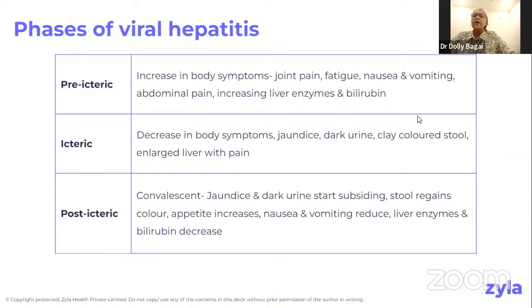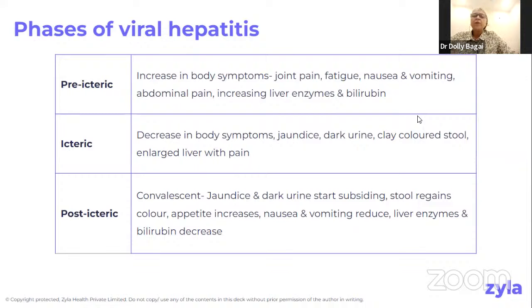The icteric phase is when jaundice sets in. Icteric means jaundice or the yellowness sets in. There is some decrease in the body symptoms. The jaundice now is setting in. There is dark urine. There is clay-colored stool. There is an enlarged liver with pain. And your liver function tests are worsening. Your viral load is increasing. You are ascending the graph of hepatitis. And it is at this point the worry starts that jaundice is getting worse, liver function is getting worse, symptoms are getting worse, anxiety is getting worse.